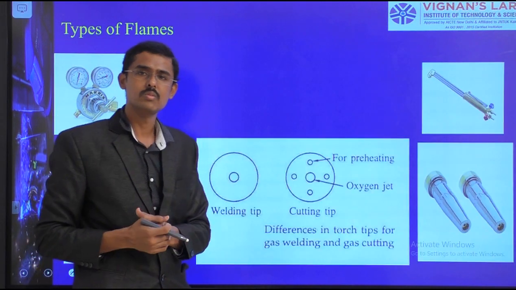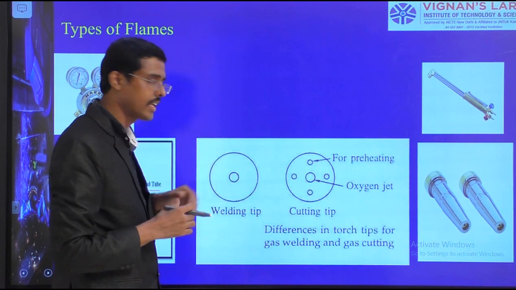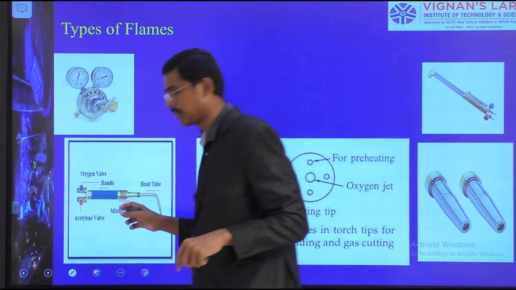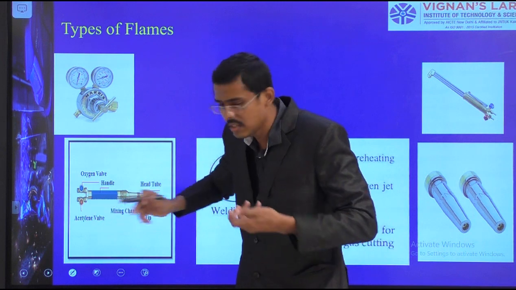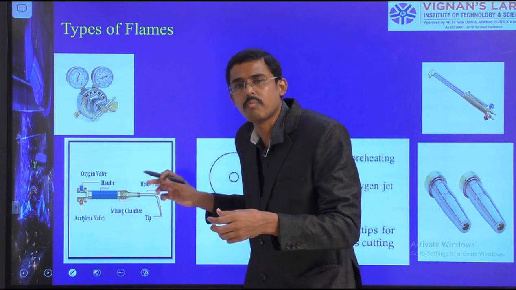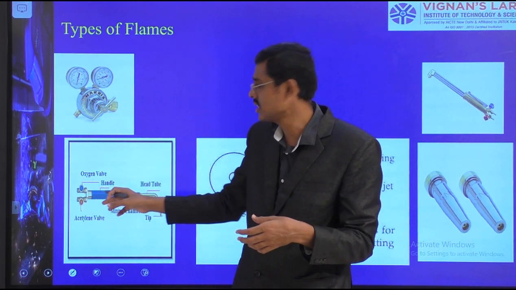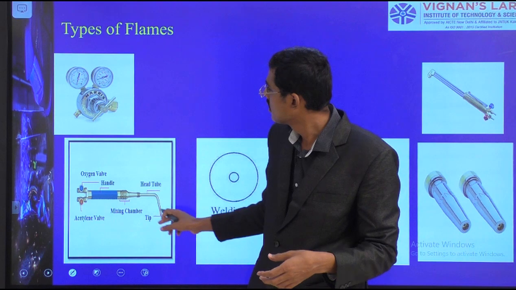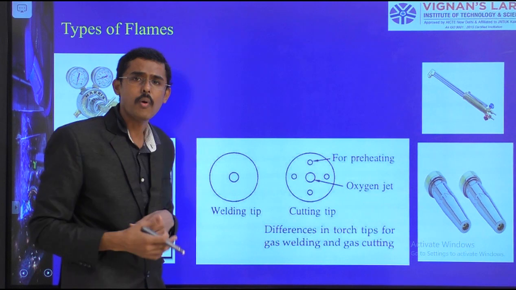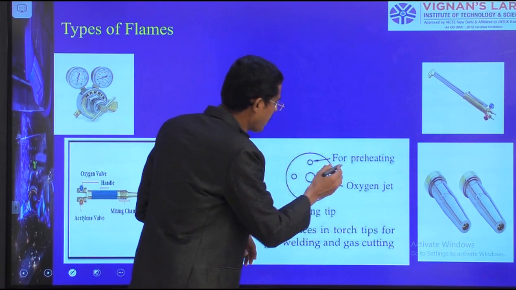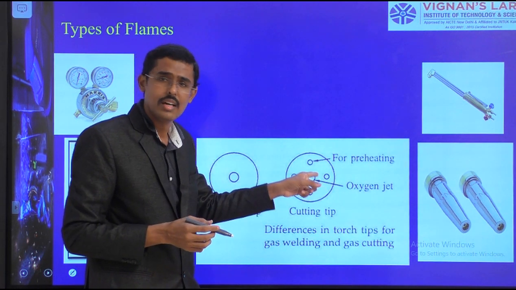As I told you, the nozzle differs in these things. How does the nozzle differ? The welding tip looks like this. Through the regulator in the cylinder we adjust the oxygen at 1:1 or 1:1.5, and the mixing happens here and comes out. In this tip there is a single hole, but for preheating the cutting tip has multiple holes, and the oxygen jet also comes there.